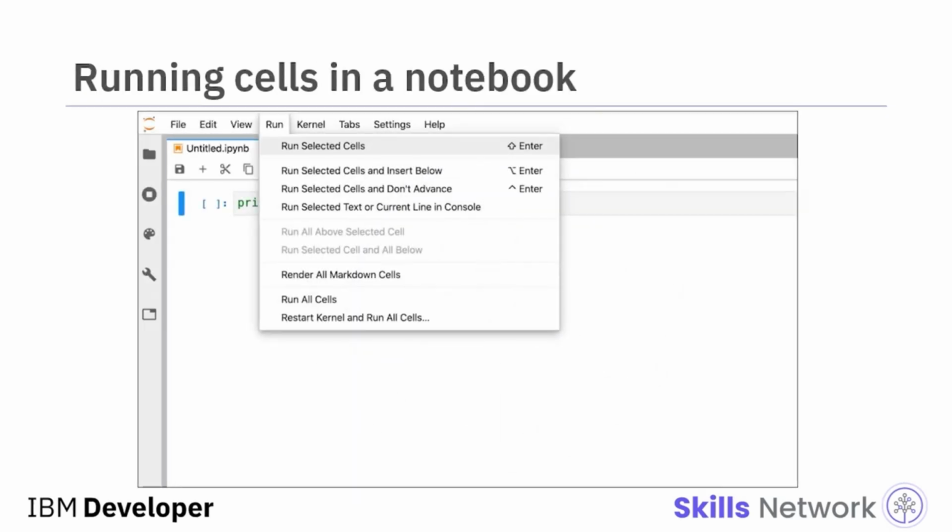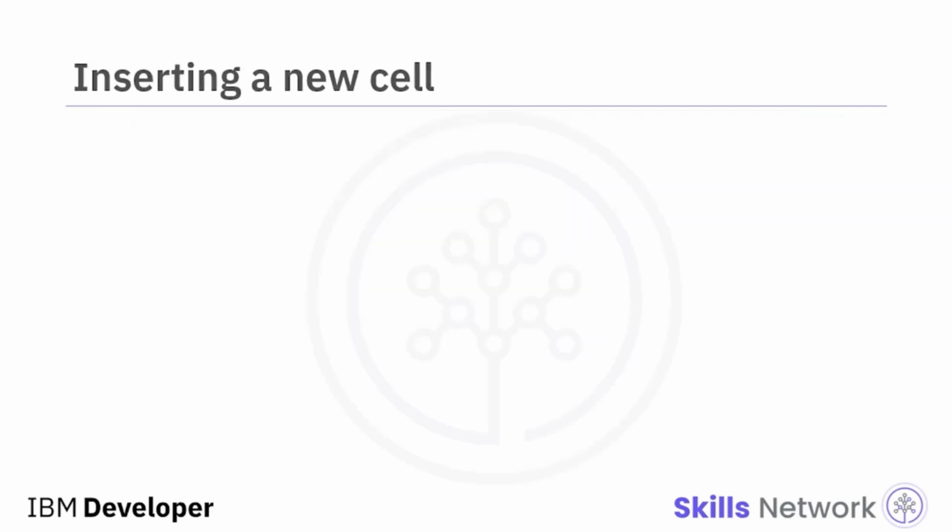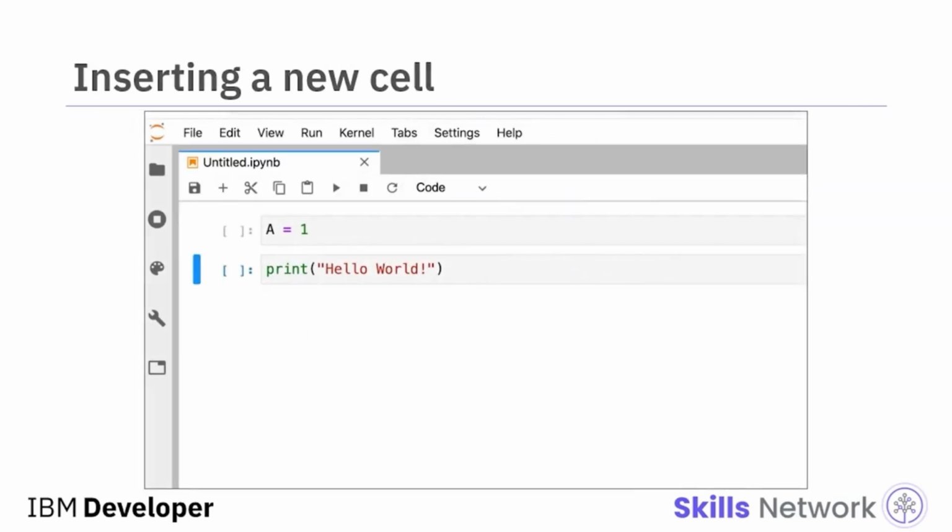On the main menu bar at the top, click Run. In the drop-down menu, click Run Selected Cells to run the current highlighted cells. Alternatively, you can use a shortcut by pressing Shift plus Enter. In case you have multiple code cells, click Run All Cells to run the code in all the cells. You can add code by inserting a new cell.